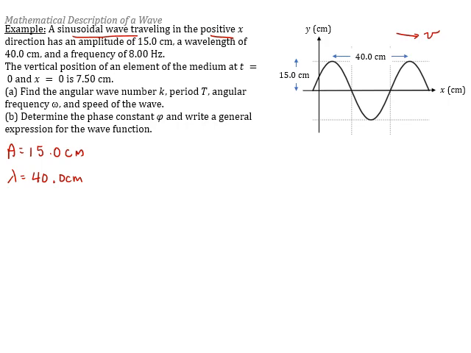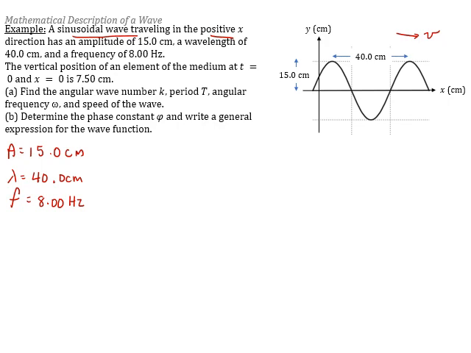Once you have wavelength, you can go ahead and find k, your wave number. The frequency is 8 hertz. That means you can find the angular frequency and the period. And once you know f and lambda, you can also find the wave speed.